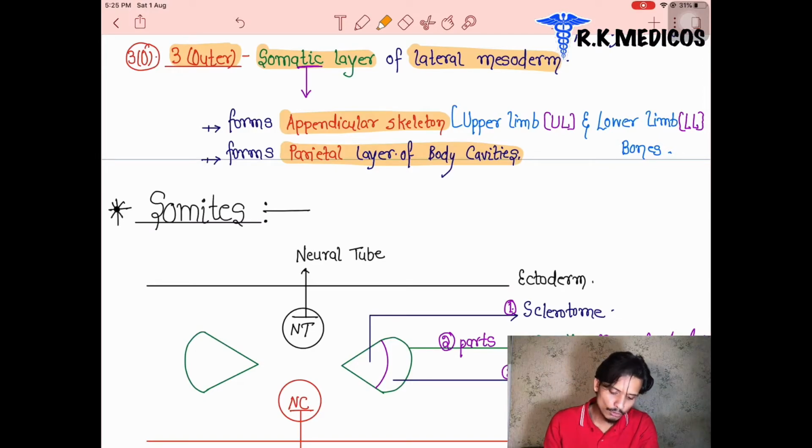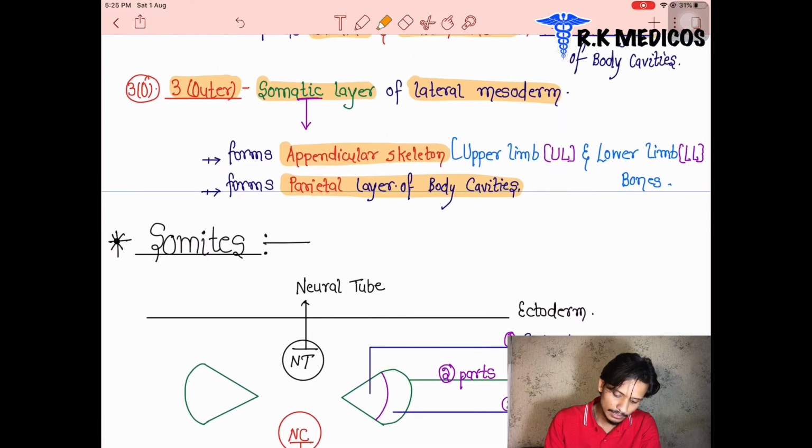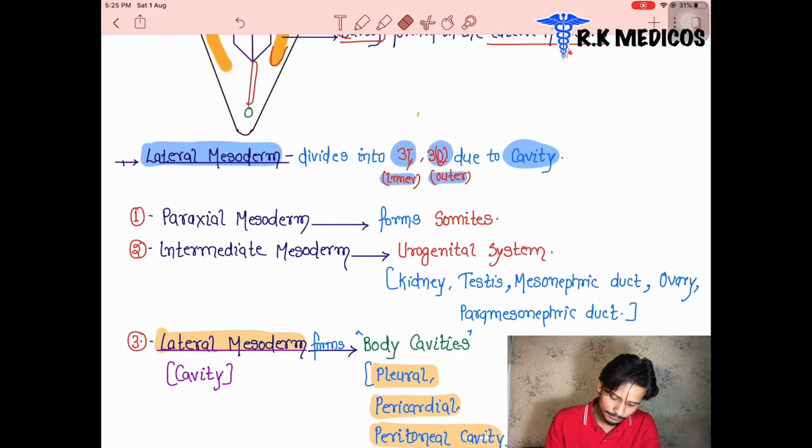Next, we are going to see somites. Now we are going to study them in detail one by one. Now you tell me, somites are forming from which part? We can see here. Here is the somite. It is formed from the paraxial mesoderm. So what structure is going to develop from the somite? So you can see here the somite.